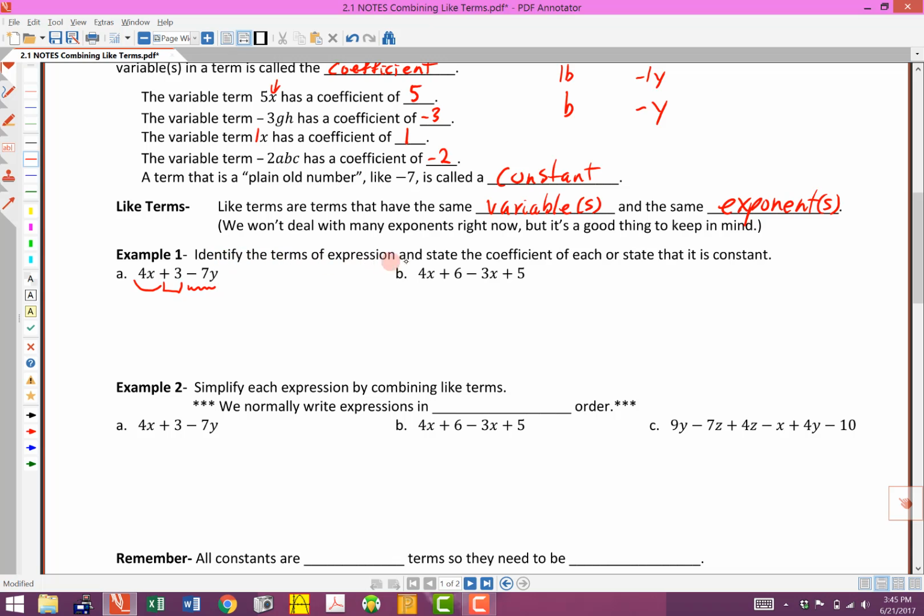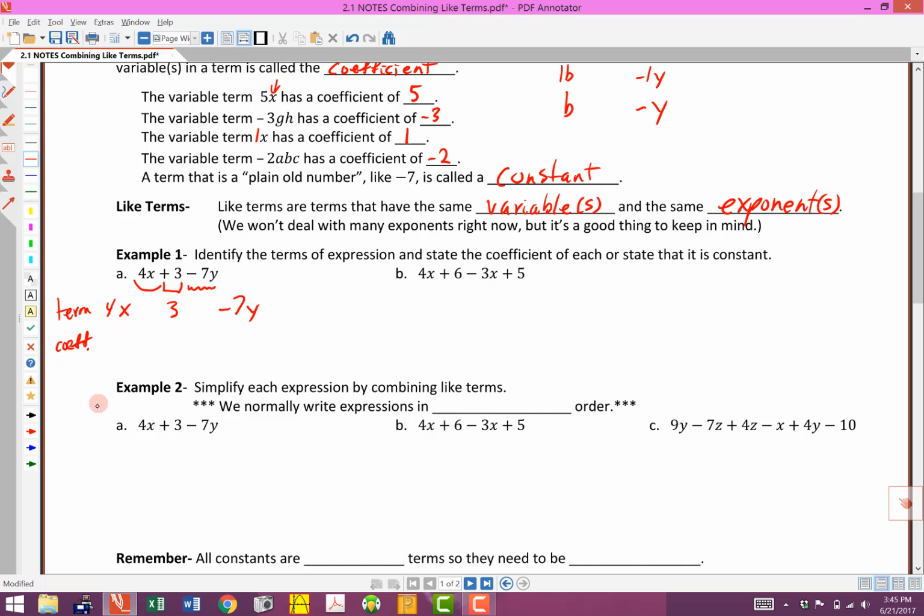So we've identified the terms and then state the coefficient of each or state that it's a constant. So on this one right here, we've got the term 4x. So 4x is a term, 3 is a term, and negative 7y is a term. So this is what the term is, and then the coefficient, I'm going to abbreviate that, coef there, make that look a little bit better.